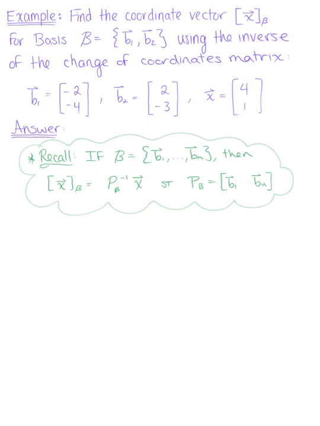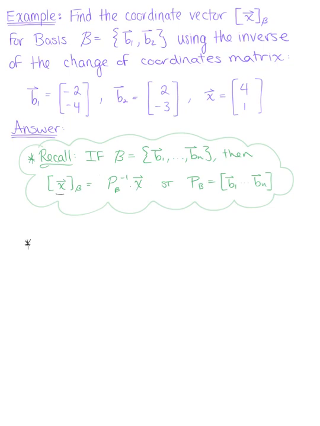Find the coordinate vector for basis B defined by vectors b sub 1, b sub 2 using the inverse of the change of coordinates matrix. So let's begin by recalling that if we're given some basis B defined by the vectors b sub 1 through b sub n, then the coordinate vector is defined as the product of the inverse of the change of coordinates matrix P sub B multiplied by vector x.